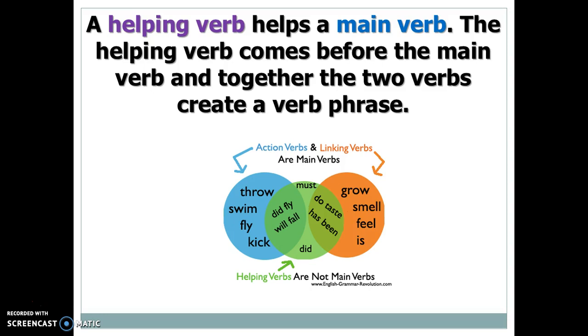Helping verbs and linking verbs are very similar. There's a lot of linking verbs that also act as helping verbs. That's fine. If it is with a main verb, then it's a verb phrase. If it's by itself, it remains a linking verb. Helping verbs never show up by themselves. They're always helping. Get it? Helping? Get. Okay, let's move on.